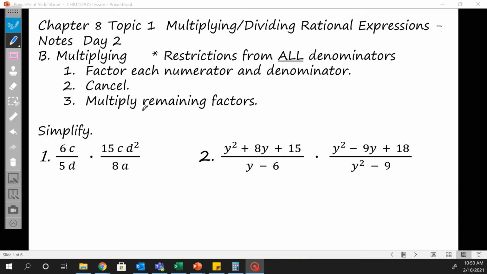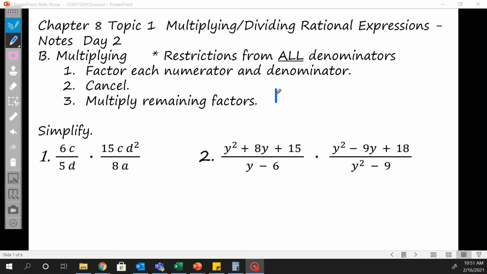All right, yesterday we looked at how to simplify these. Today we're going to actually look at how to multiply these rational expressions together. The restrictions are from all the denominators for whatever's being multiplied together. We factor the numerator and denominator, we cancel, and then we multiply the remaining factors together.